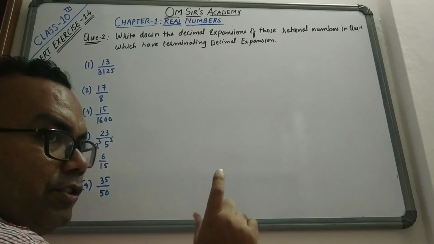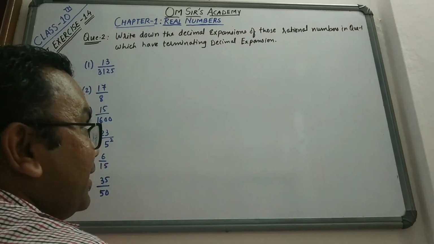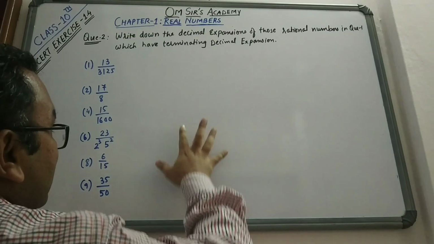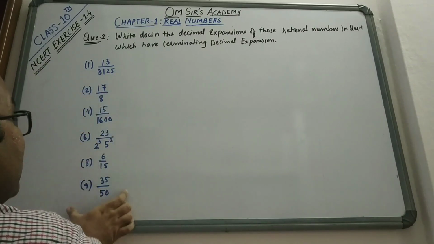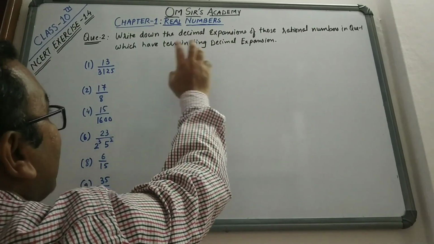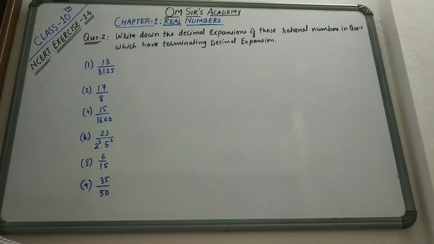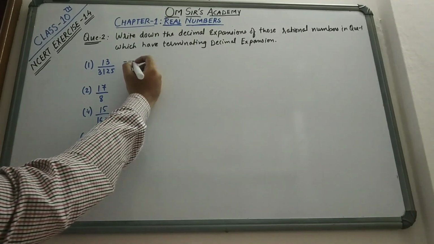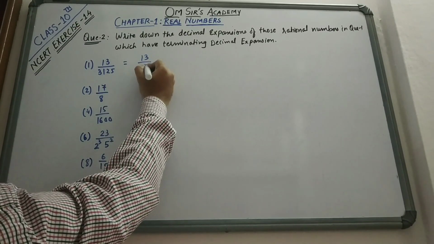In the first question it was just asked that we had to mention whether it has a terminating decimal expansion or non-terminating repeating decimal expansion. In question 2, in whichever sums we had terminating decimal expansions in question 1, we have to find what the terminating decimal expansions will be. So let us find, friends. 13 upon 3125 was written as 13 upon 5 raised to 5.